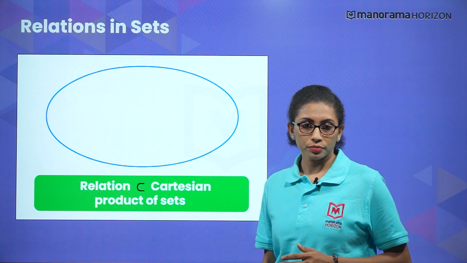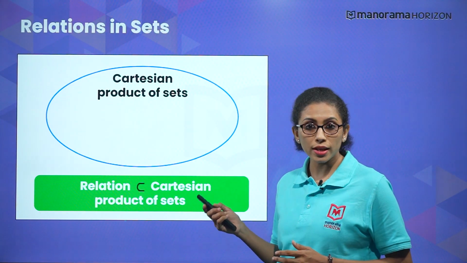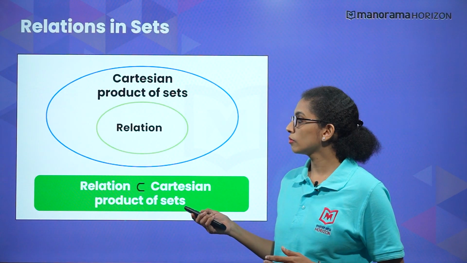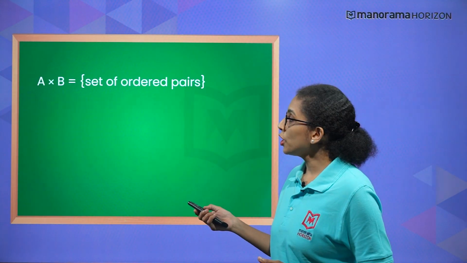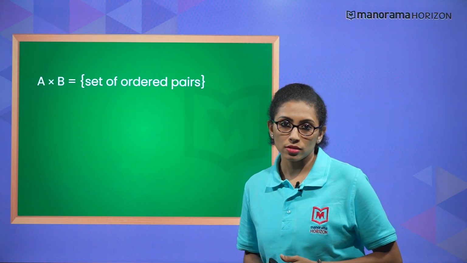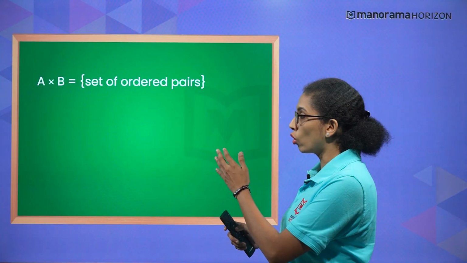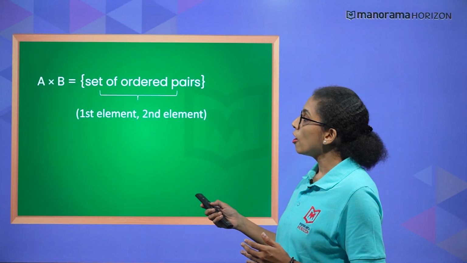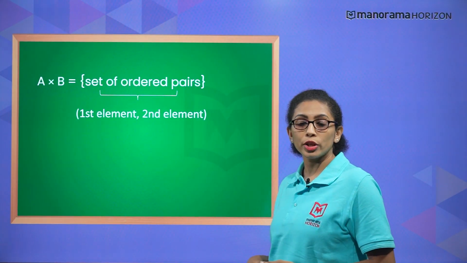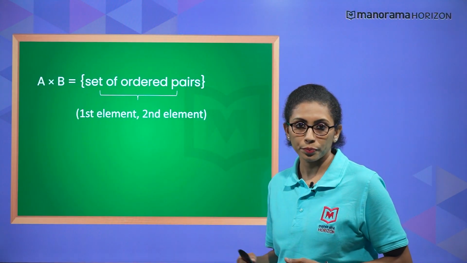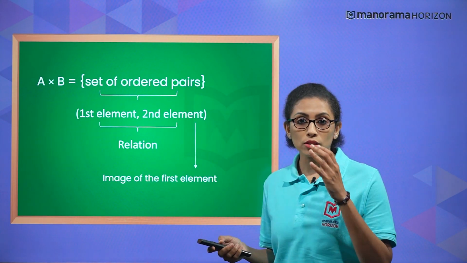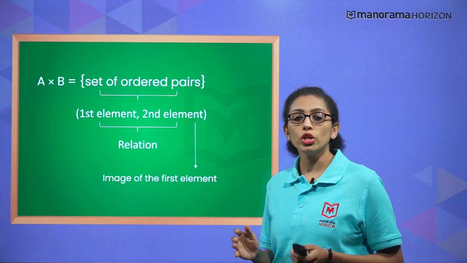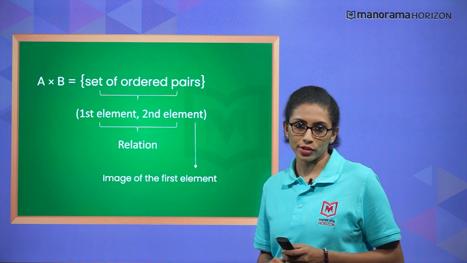Here is a diagram. Cartesian product of sets. Within that, relation comes. Alright? Let A and B be two non-empty sets where A cross B is a set of ordered pairs, and a relation is derived by stating the relationship between the first element and the second element of the ordered pair of A cross B. The second element is called the image of the first element. Relations are usually shown using arrow diagrams, which we will discuss later.